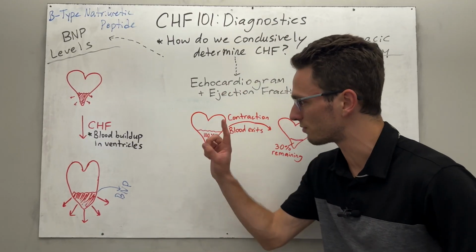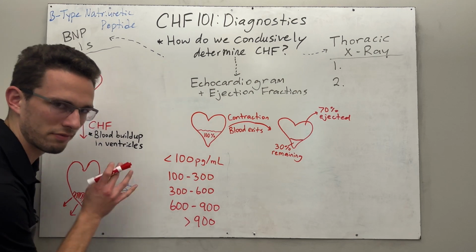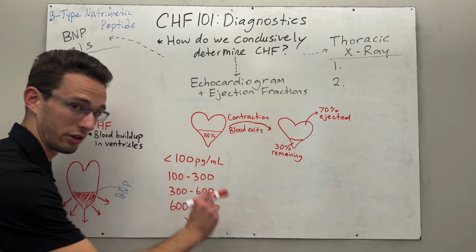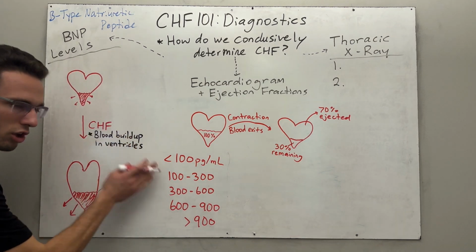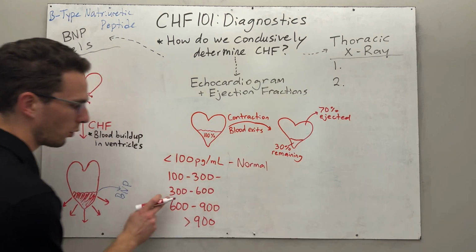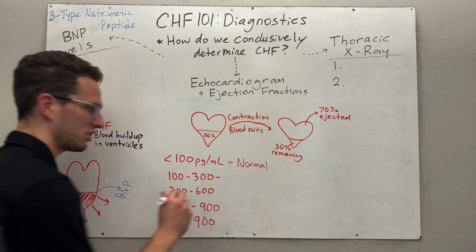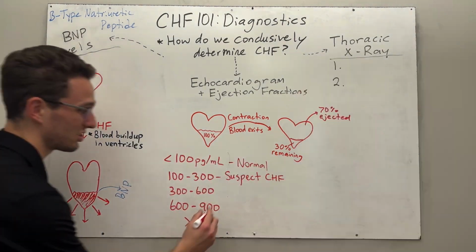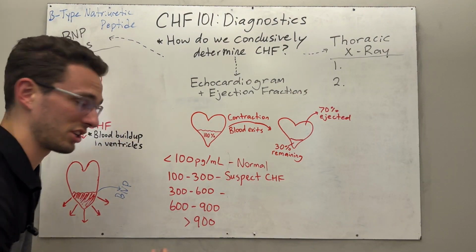So I want you to remember these values right here. Here I have a bunch of different values of BNP in your system, and it's measured in picograms per milliliter, so a very, very small amount. If you are below 100, you do not have heart failure. This is normal. However, once you get into the 100 to 300 range, this is when we suspect heart failure. And now once we get into 300 to 600, this is considered mild congestive heart failure.